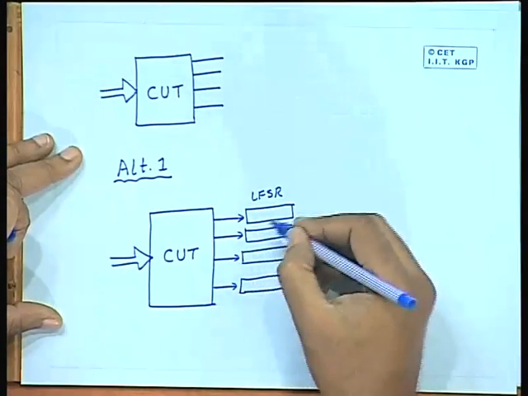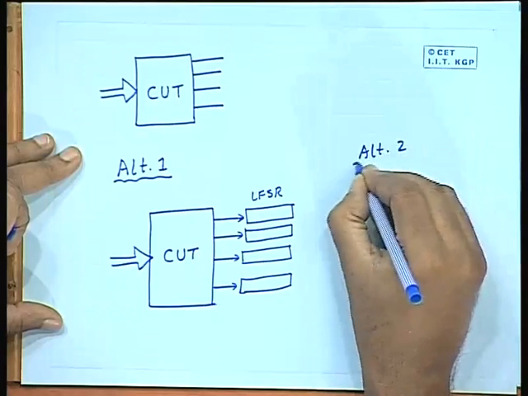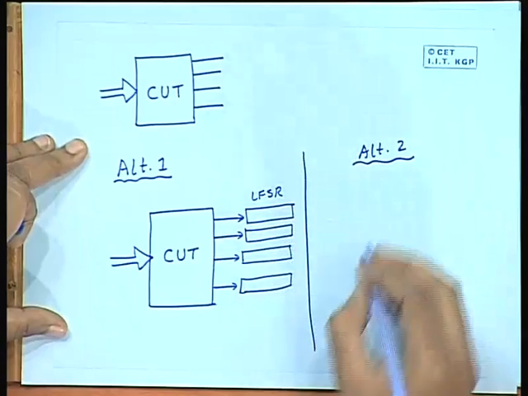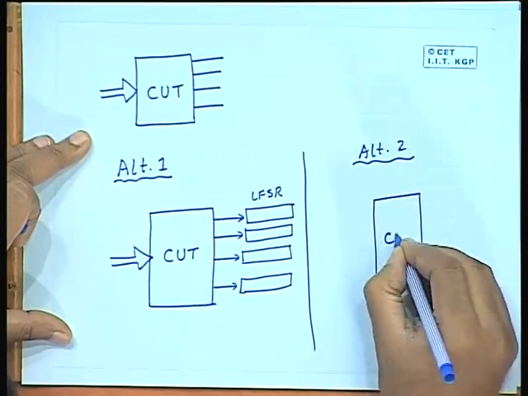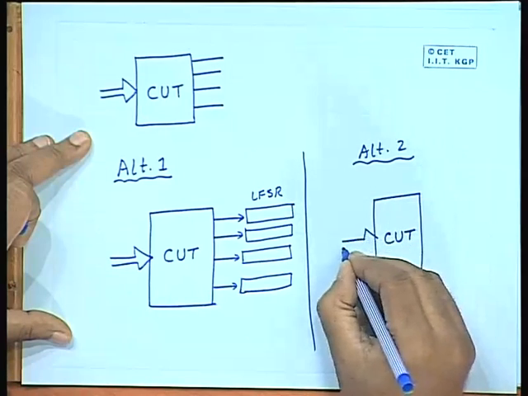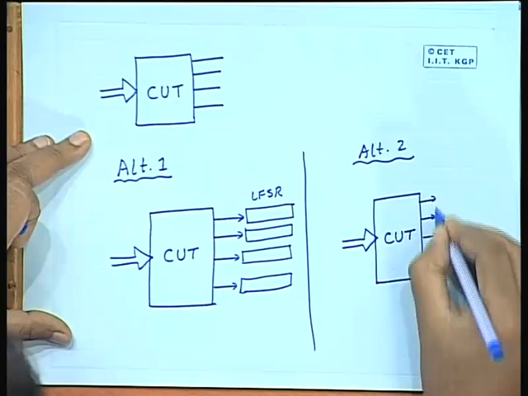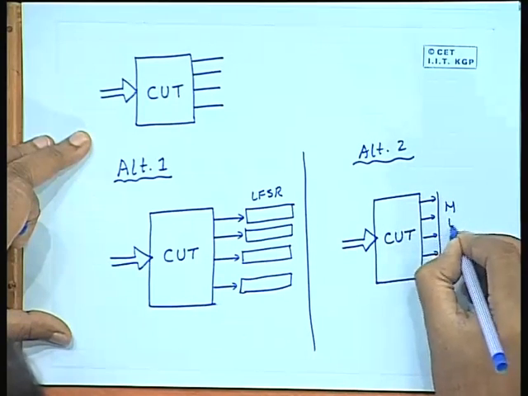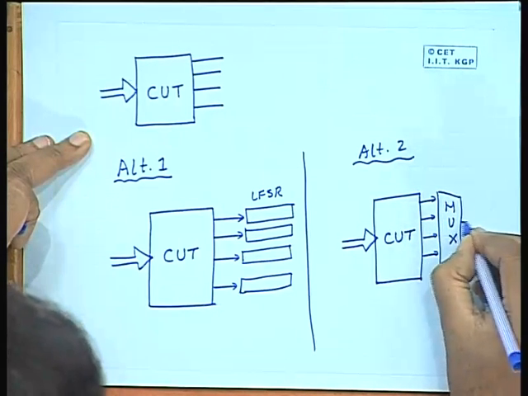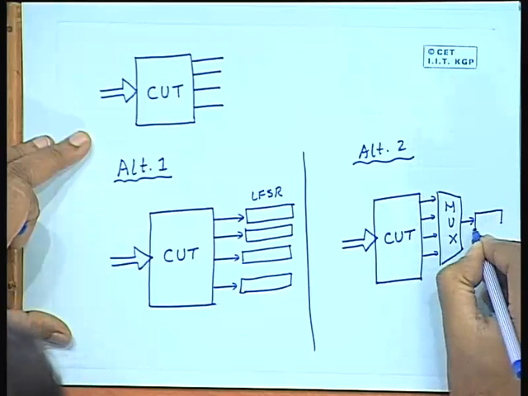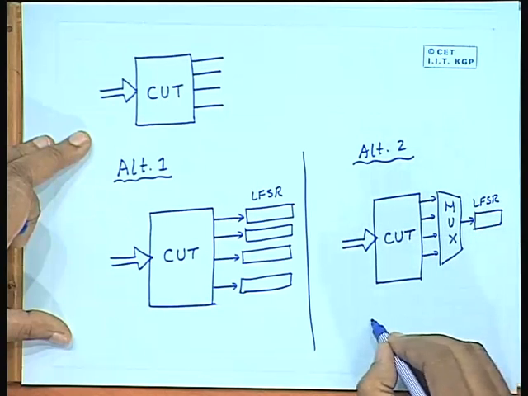The other alternative is that you can somehow save on the LFSR. This alternative 2 is something like this. You again have your circuit under test. You feed it with inputs, and the 4 outputs you first feed to a multiplexer. And the output of the multiplexer you feed to an LFSR. This is the LFSR. Of course, the mux will be controlled by the test controller.